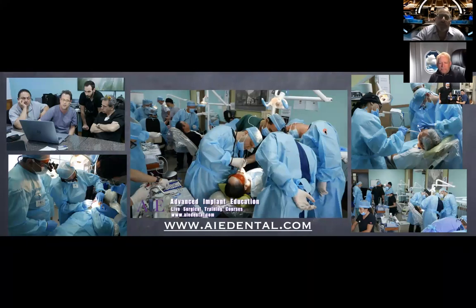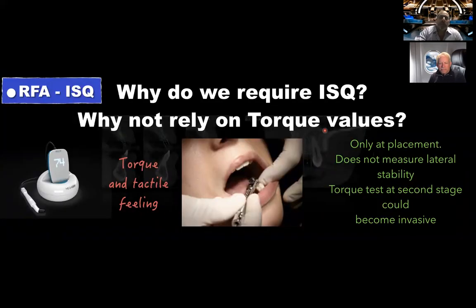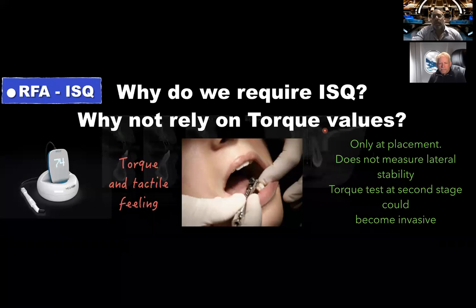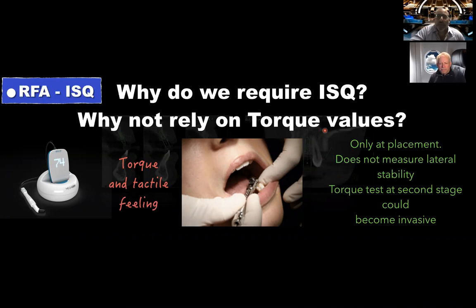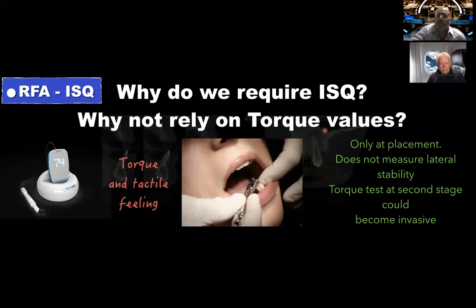And the least invasive way for us to tell when an implant is ready is through that ISQ, and it's not through torque. Why don't we rely on torque? Why isn't torque our standard of measurement? Part of the reason is that it does not measure lateral stability. It's a second stage test that could become quite invasive.